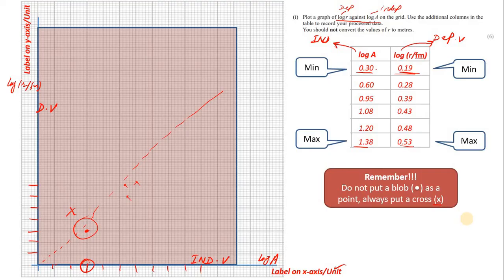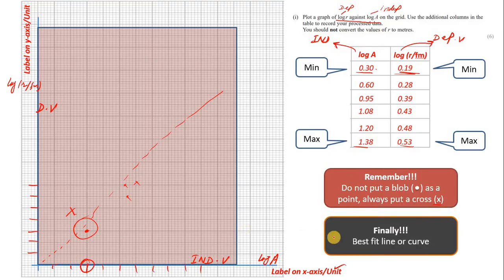Finally, after plotting all the points, we need to put a best fit line or a curve depending upon the trend, whether it is a curve trend or a best fit line. Most of the time, it is a best fit straight line, but there is a possibility of a curve. Okay, now let's discuss what is the meaning of best fit line.